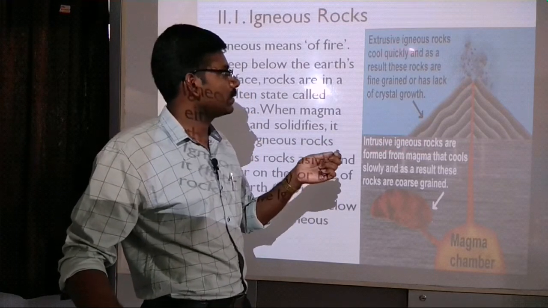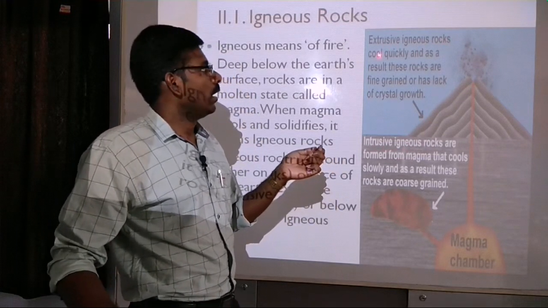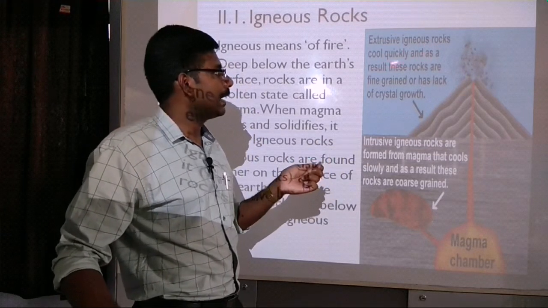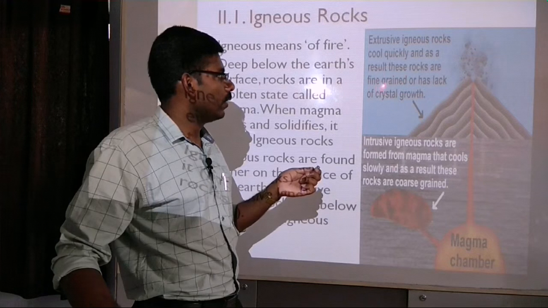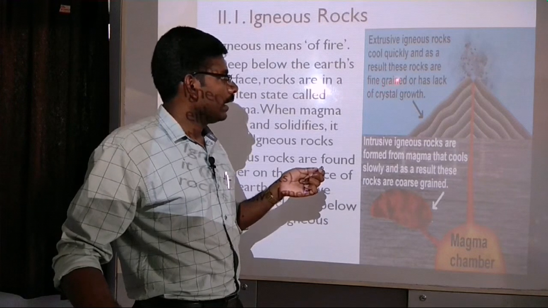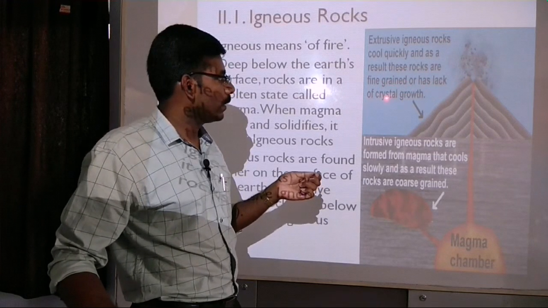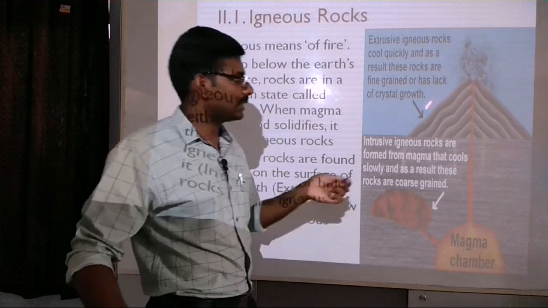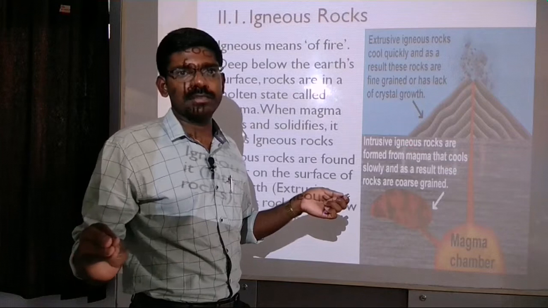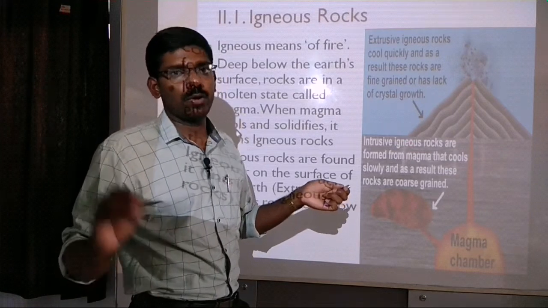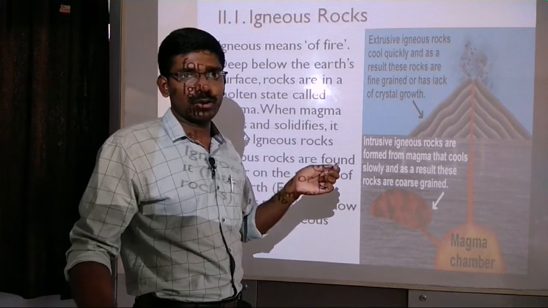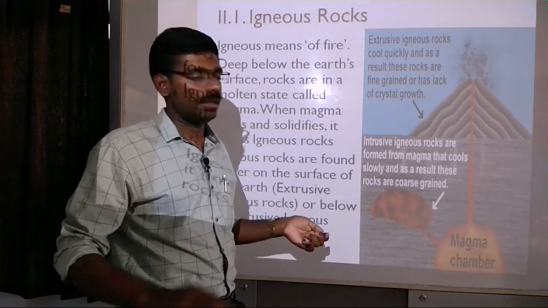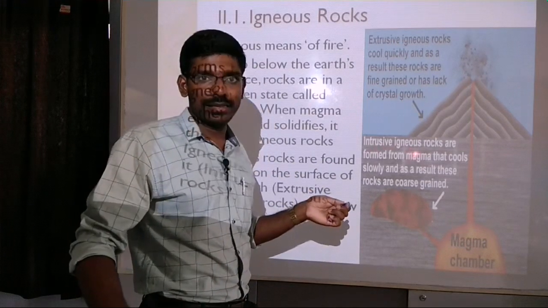Extrusive igneous rocks cool quickly, and as a result these rocks are fine grained or lack crystal growth. So the magma comes outside, and when it cools, it forms extrusive igneous rocks. Sometimes the magma will cool inside the earth itself and it forms intrusive igneous rocks.